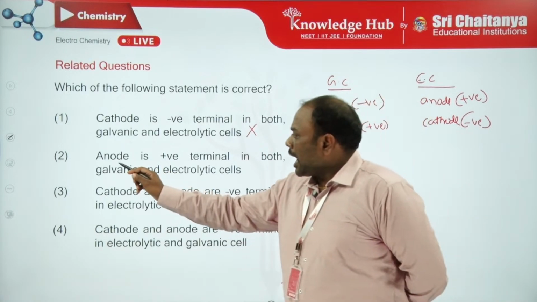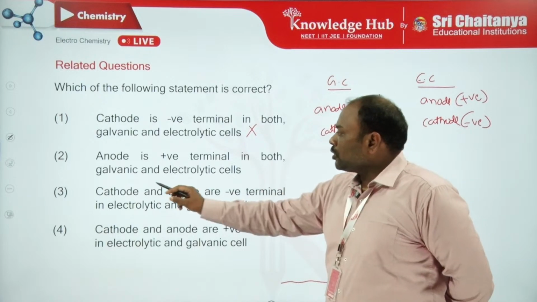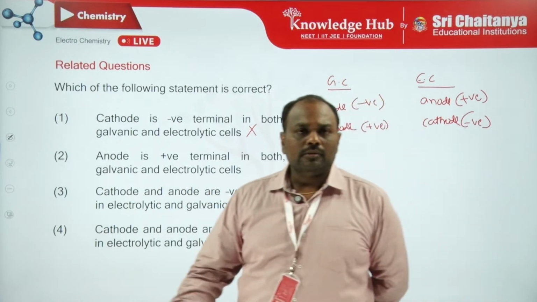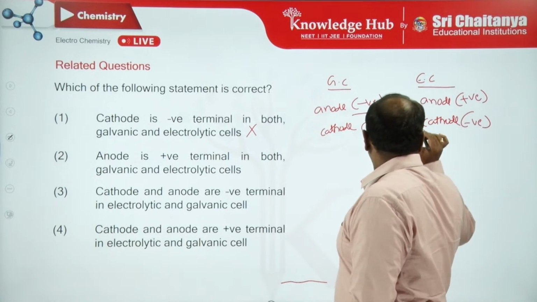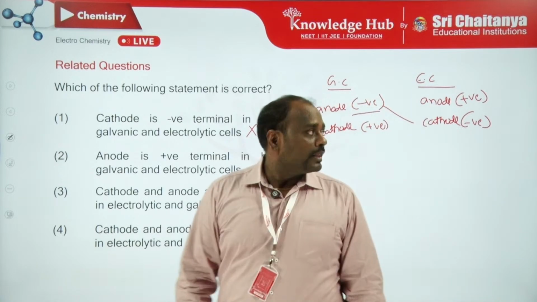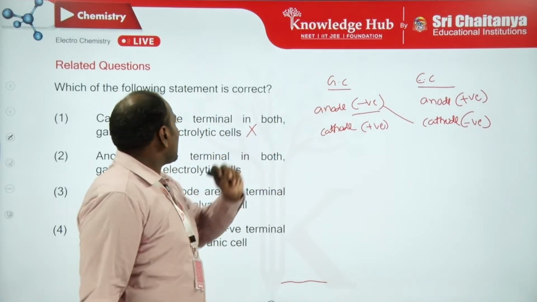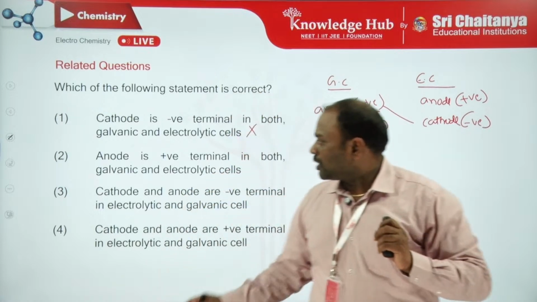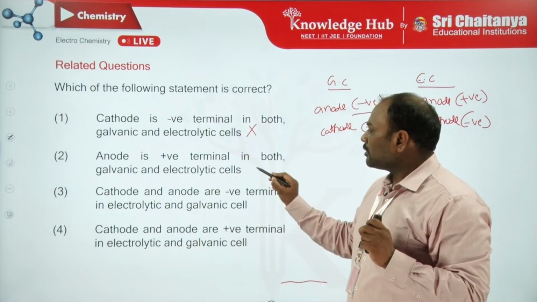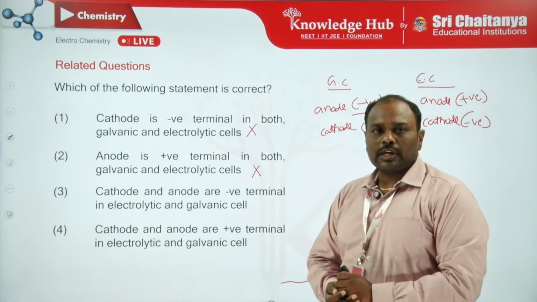Go for the next. Anode is the positive terminal in both galvanic and electrolytic cell. So we have opposite signs. But what signs do we have here? Anode has the negative sign in the galvanic cell and the positive sign in the electrolytic cell. But what statement is given? Both have the same sign. So that is the wrong statement.